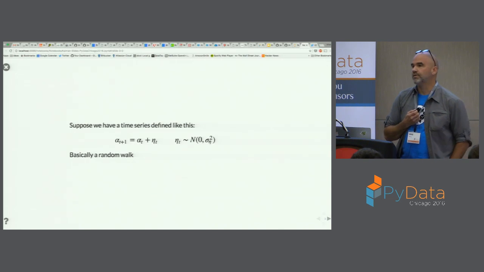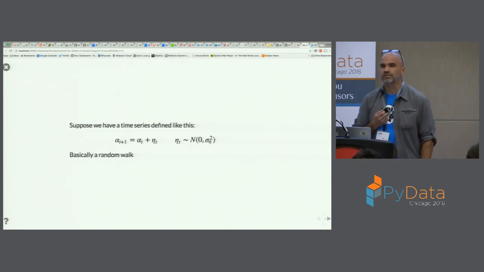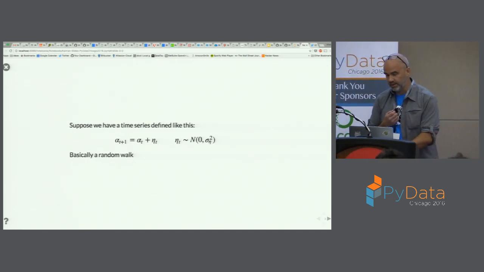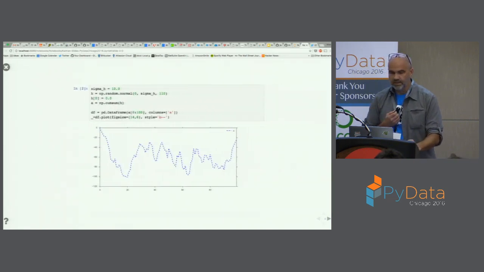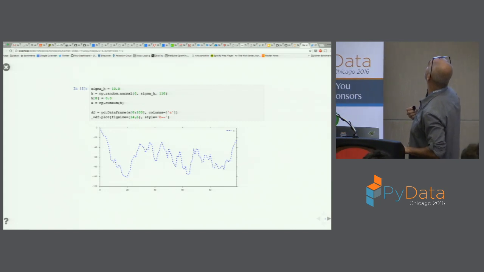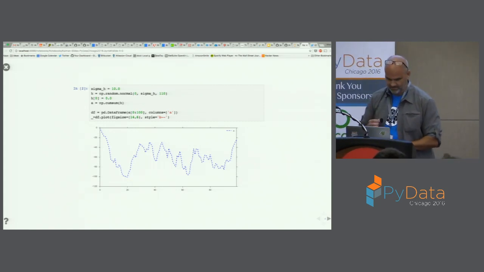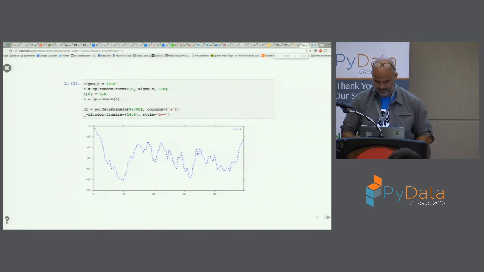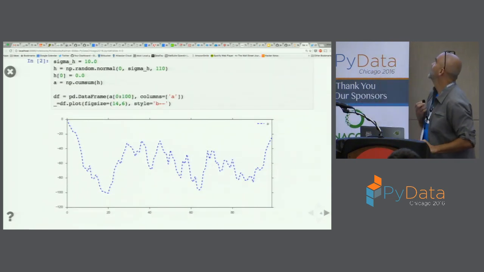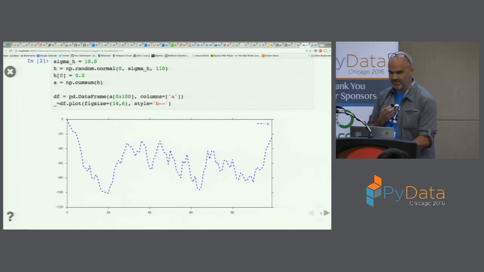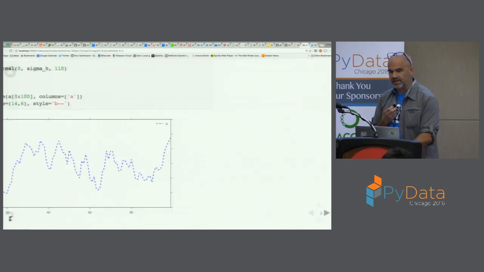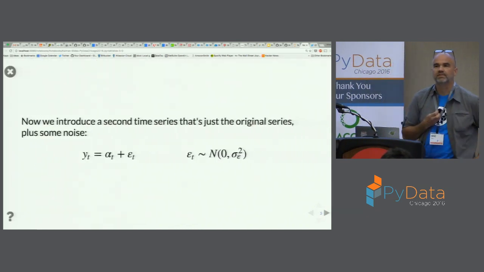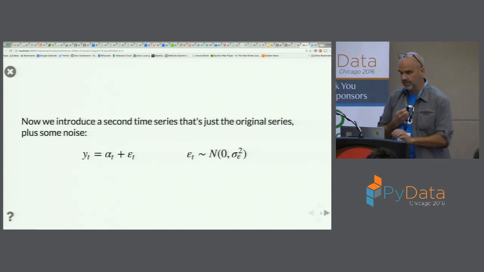So this is where we're going to start. The basic place I'm going to start is just a very simple time series, which is a random walk. I'll have to probably reduce it on next ones. So say that we have a second time series, which is just that first time series plus some noise.